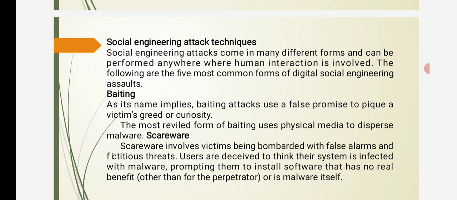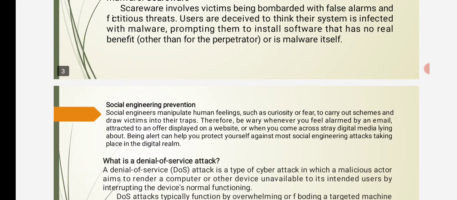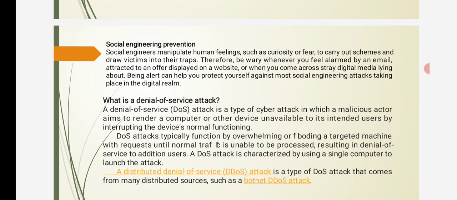The following are the five most common forms of digital social engineering. Baiting: a baiting attack uses false promises to lure a victim, appealing to greed or curiosity. Social engineering prevention. Social engineering manipulates human feelings such as curiosity or fear to carry out schemes and draw victims into their trap. What is a denial of service attack?